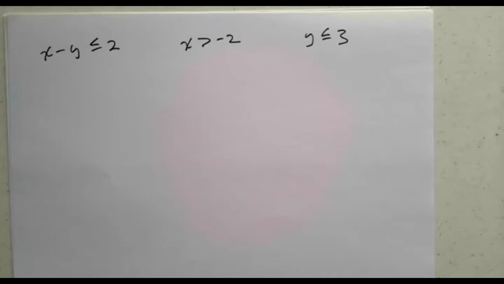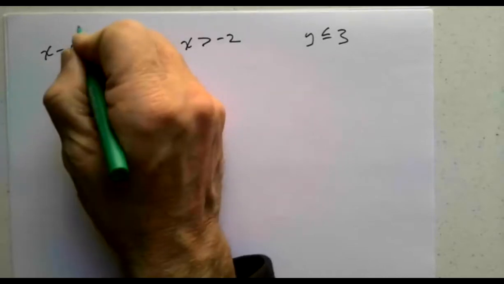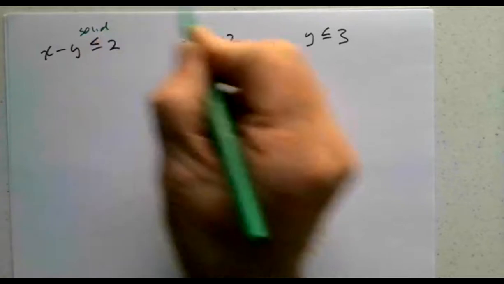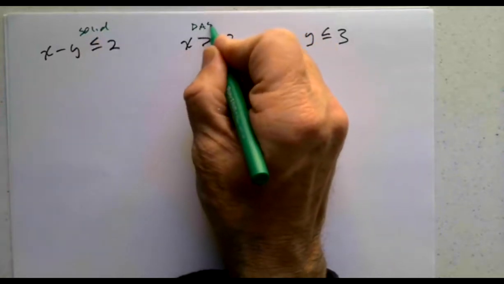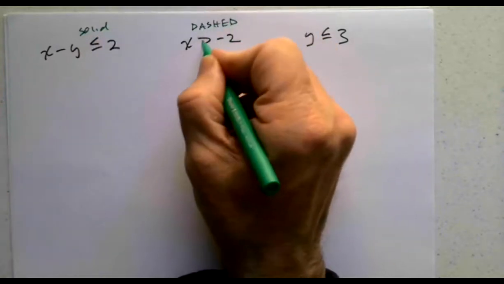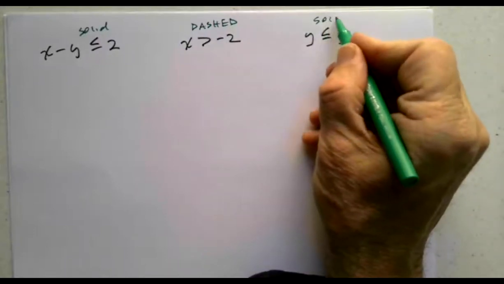So what do we have here? This first one is going to be solid since it's less than or equal to. This one is going to be dashed, since it doesn't have an equal, it's just greater than, and this one is going to be solid.